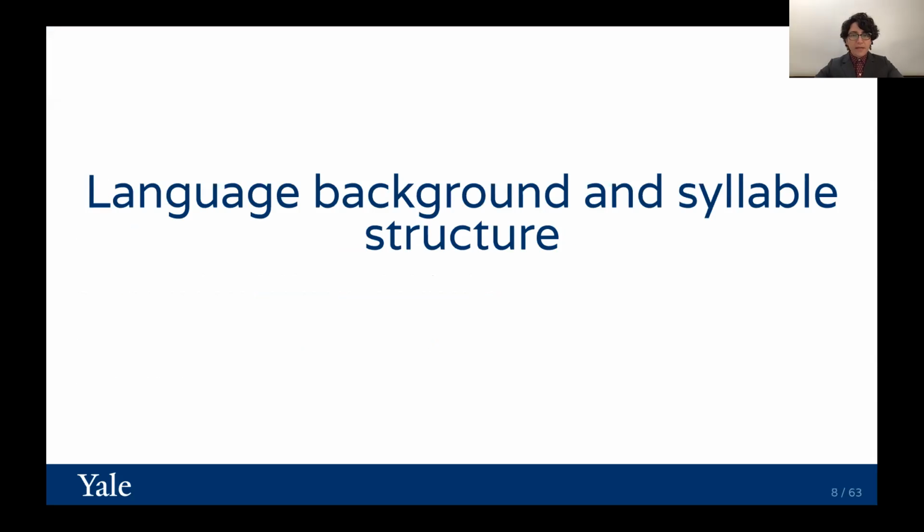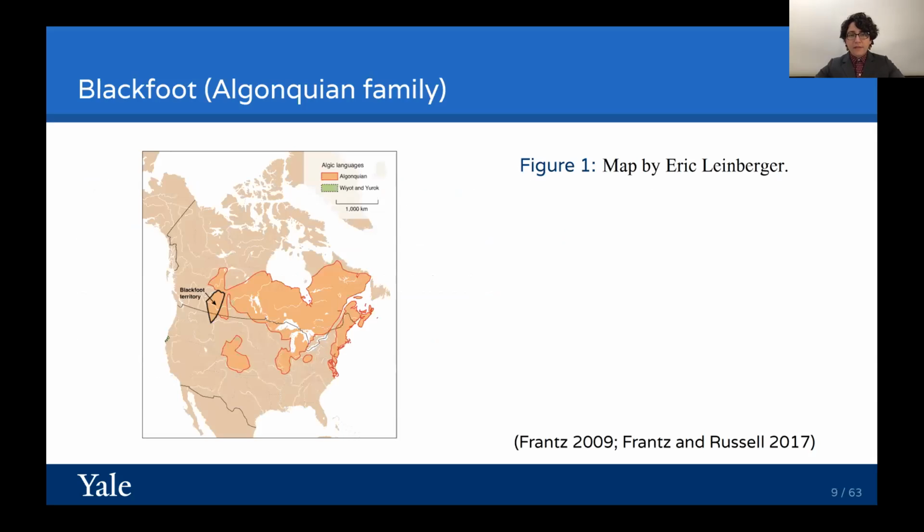All right, so getting started. Blackfoot is an Algonquian language. It is the westernmost Algonquian language, which is outlined here in black, and it's spoken in northern Montana and southern Alberta. It's exceedingly polysynthetic and head marking.